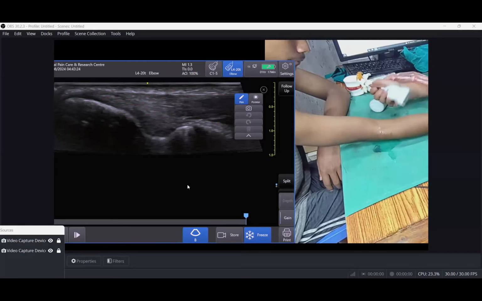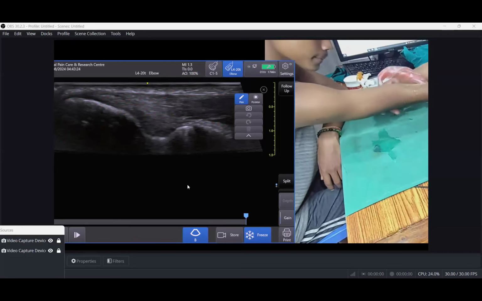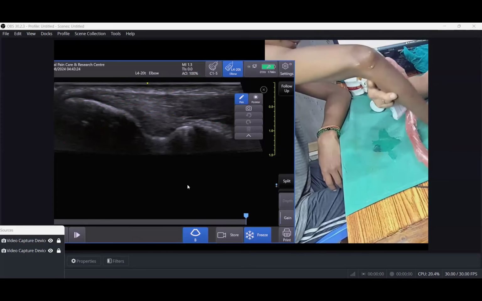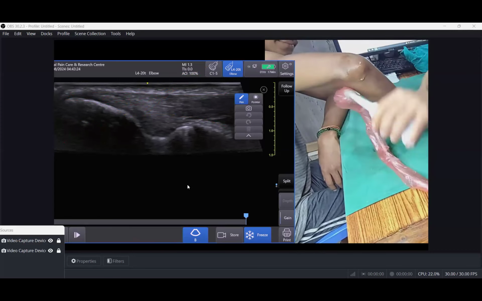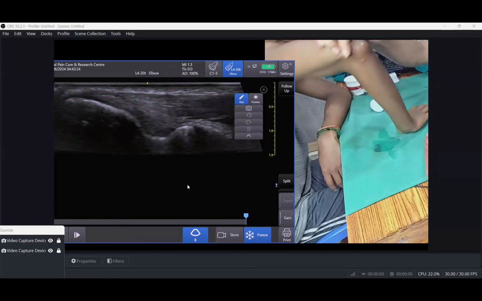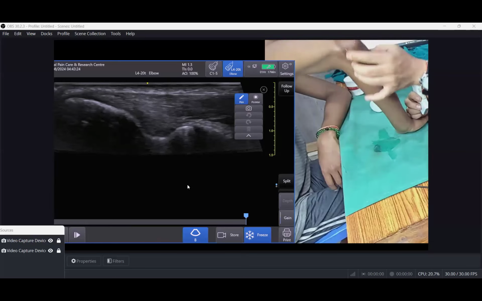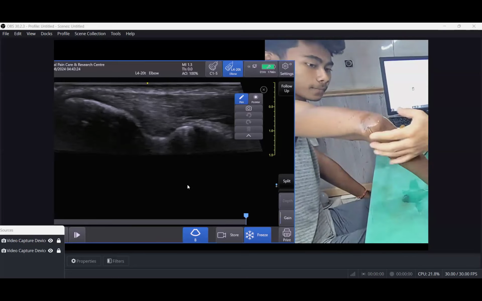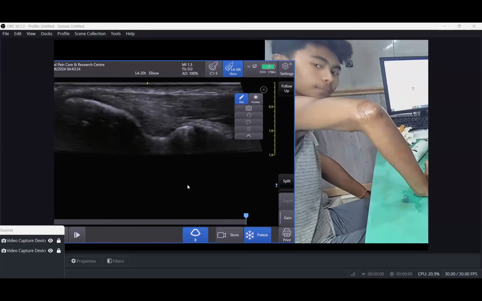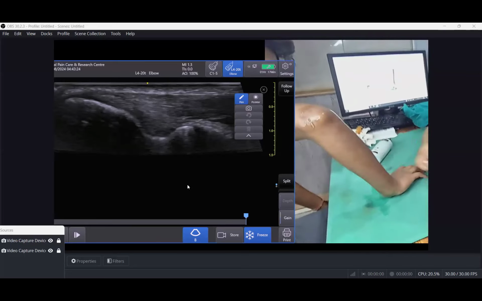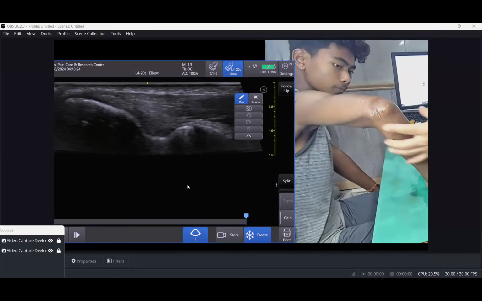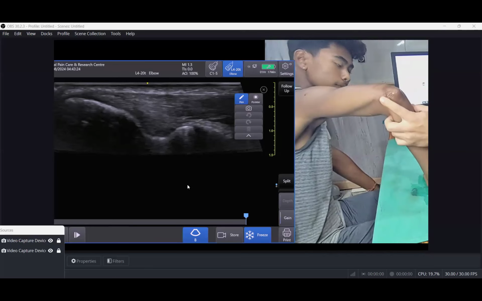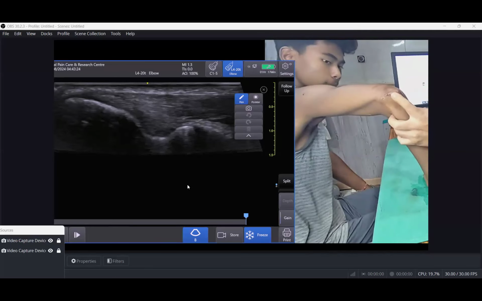Coming to the posterior side of the elbow joint. The posterior side of the elbow joint can be examined like this. See how the patient is putting his hand like this, with the posterior part of the elbow joint up. See the position of the patient. He's putting his palm like this. Just palpate the medial epicondyle and the olecranon process.